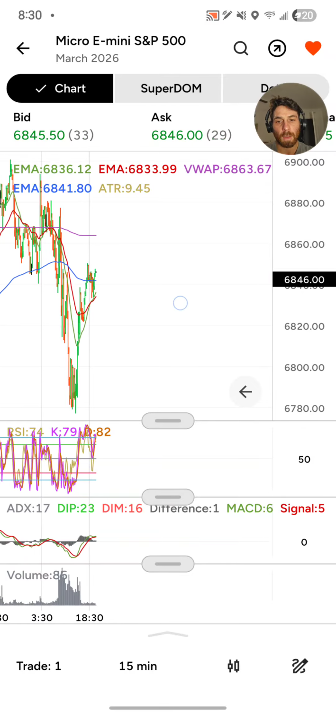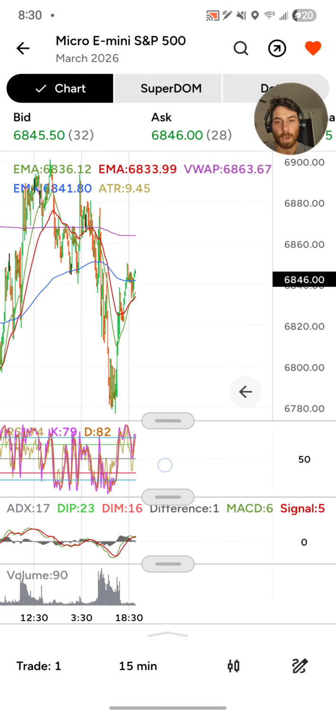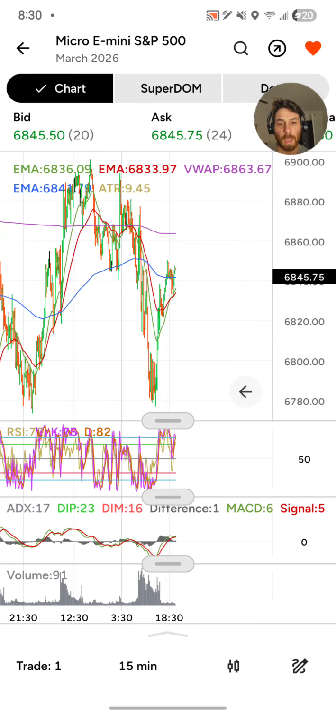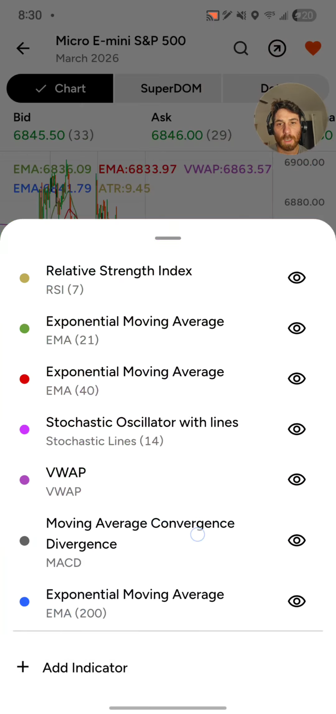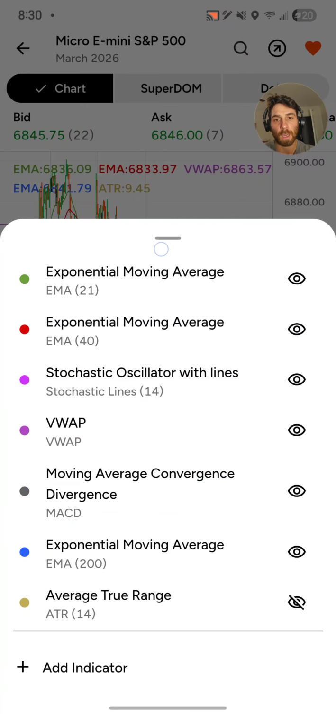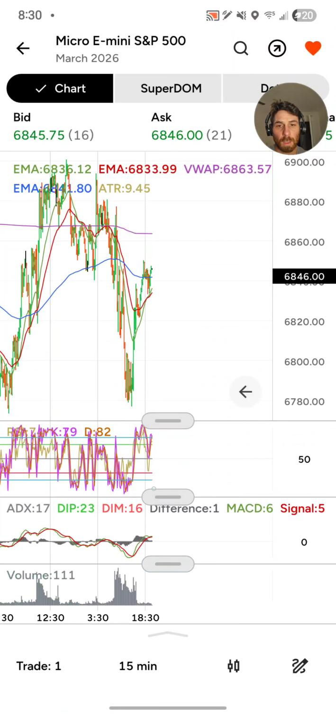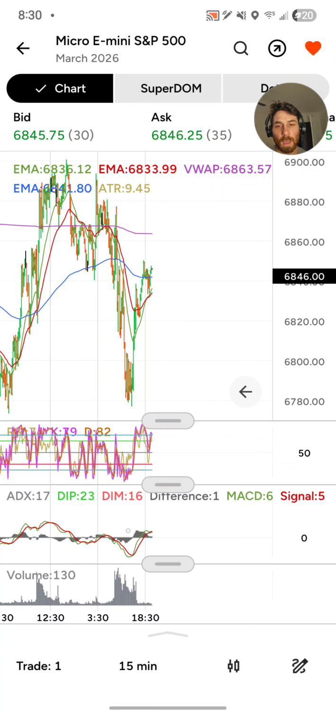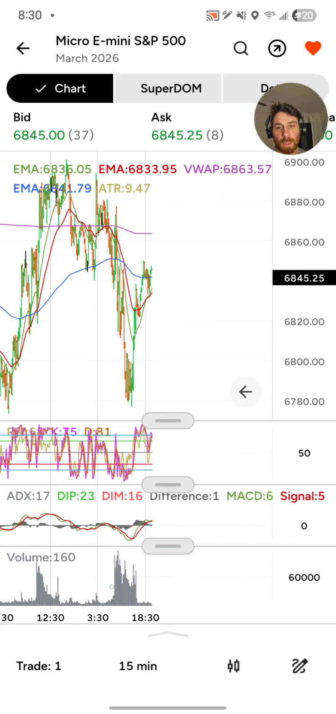And then down here, on the second chart, I have the RSI and the stochastics. That is the relative strength index and the stochastic oscillator, and I have it with lines just so that you can make sure that you're below the lines that you need to be. In the second chart, I have the average directional index, which is great. And then at the very last chart, I have the volume.